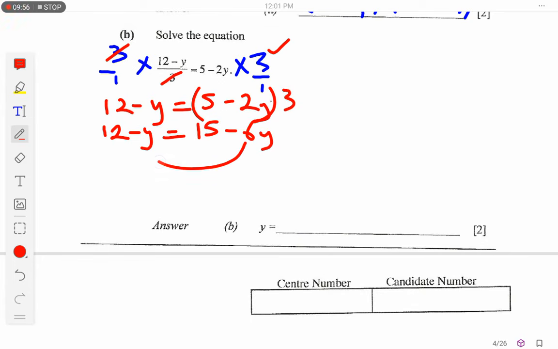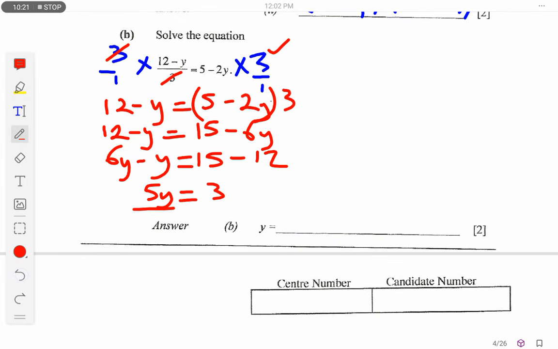I can take the 6y this side because it is negative there and it becomes a positive that side. So I'll have 6y minus y is equal to, I take my 12 this side, it becomes 15 minus 12. So I have here 5y is equal to 3. To get my y, I divide everything by 5. So my value for y is going to be 3 over 5. That is the value for our y.